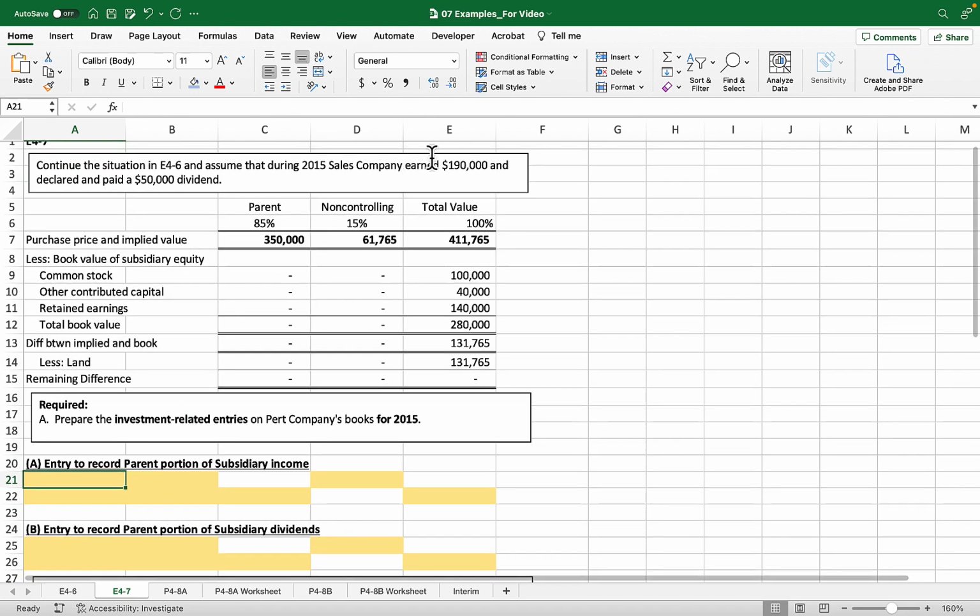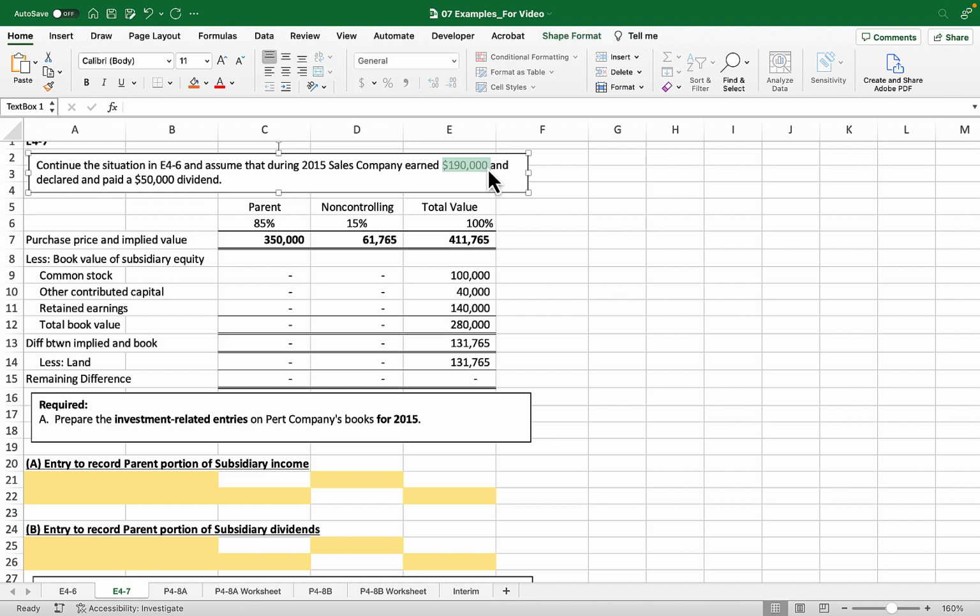Okay, so they said they had $190,000 of positive income. So that's going to increase the value of our investment. So we're going to debit investment in S.